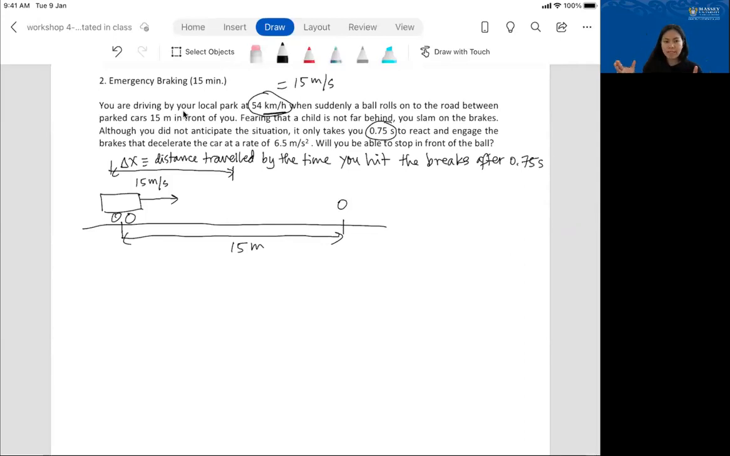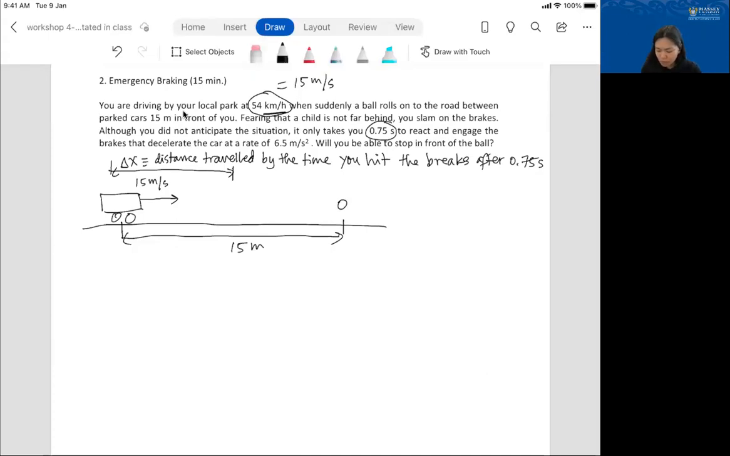So there are two aspects in this problem here. The distance that you traveled, so you're moving, and then you saw the ball, you're still moving a certain distance before you hit the brakes. Once you hit the brakes after 0.75 seconds, you slow down. But while slowing down, you traveled a certain distance as well. So there are two distances involved here. The distance before you slammed the brakes and the distance that you traveled while you are decelerating after you've slammed the brakes.